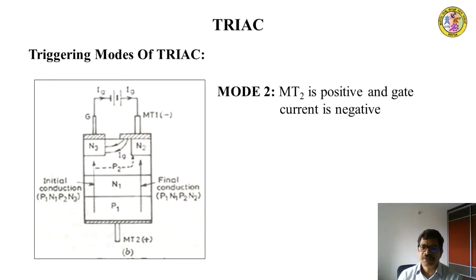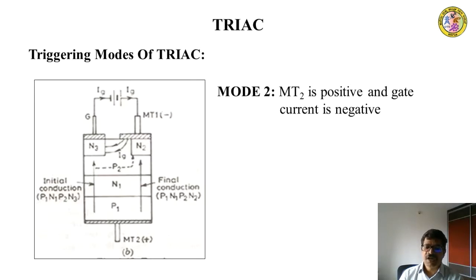Mode 2 operation. MT2 is positive and gate current is negative. When MT2 is positive and gate G is negative with respect to MT1, the gate current flows through the P2N3 junction as shown in figure B. The junctions P1N1 and P2N3 are forward biased, but junction N1P2 is reverse biased. Hence, the triac initially starts conducting through P1N1, P2N3 layers.